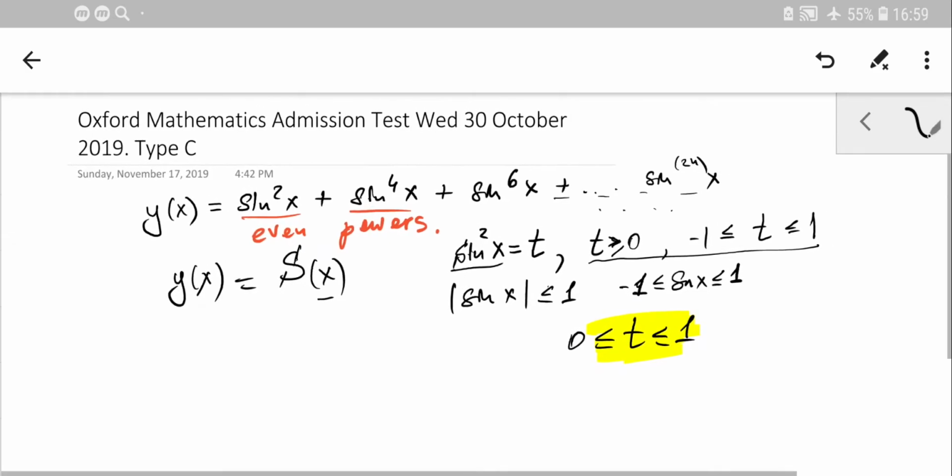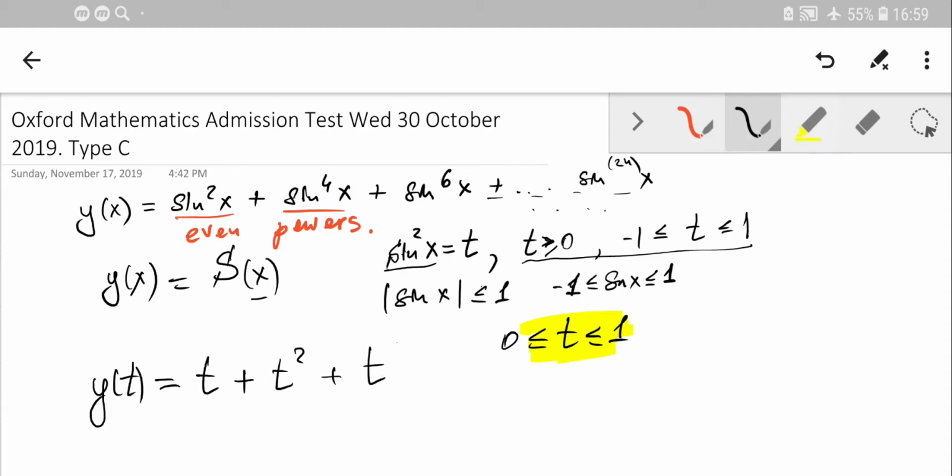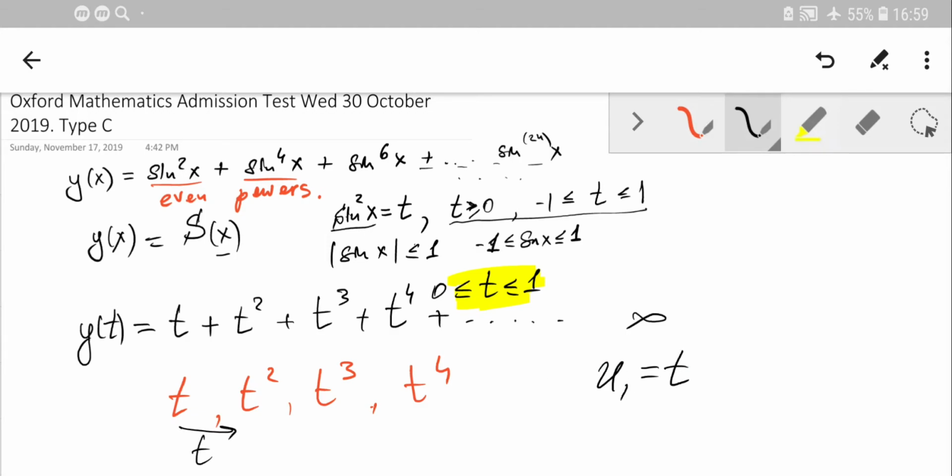Okay, so let's test how it works. Now y of x in terms of t: we'll get t plus t squared, then t cubed, then t to the power 4, and so on up to the end. So an infinite number of terms. All right, what sort of sequence? Of course, that's geometric. Let's consider the sequence t, t squared, t cubed, t to the 4. The common ratio is obviously t, and the first term is simply t.